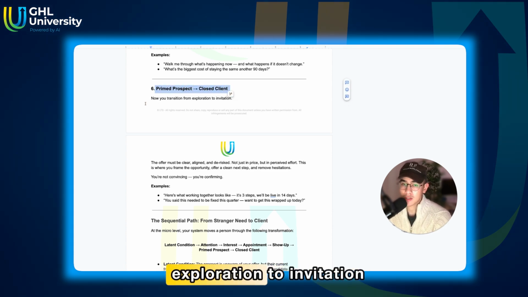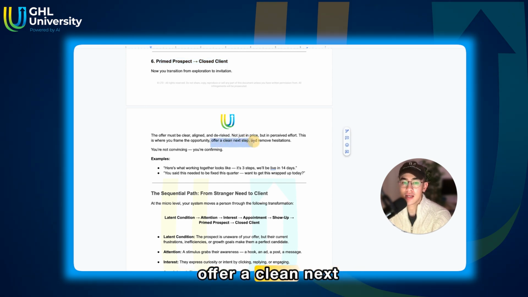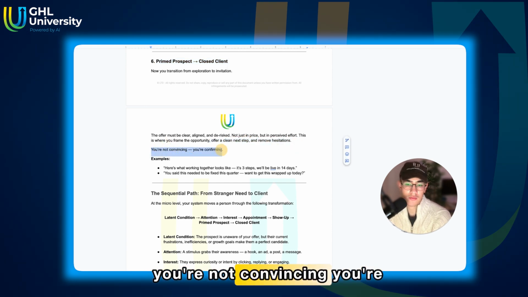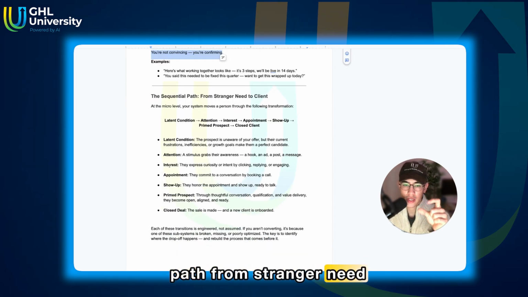This is transitioning from exploration to invitation. This offer must be clear, aligned, and de-risked, not just in price, but in perceived effort. This is where you frame the opportunity, offer a clean next step, and remove hesitation. You're not convincing, you're confirming. So this is a sequential path from stranger to client.